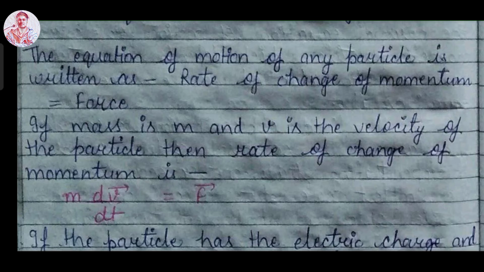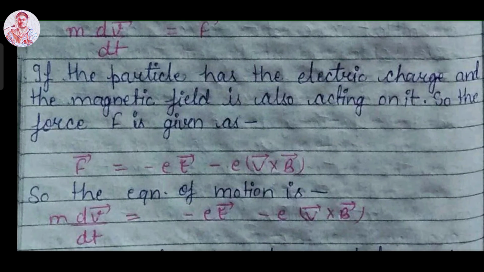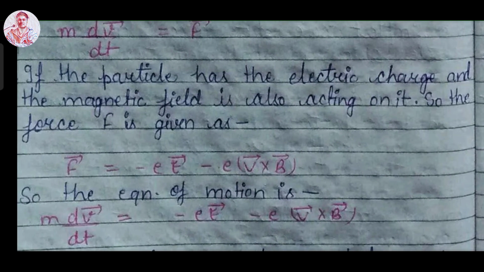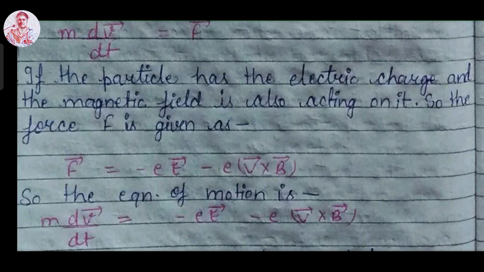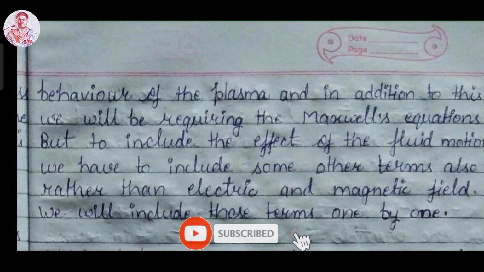If the mass is m and velocity is v, then the force is given by m ∂v/∂t equal to vector F. If the particle is in an electric and magnetic field, then the force acting on it is given by F equal to minus e E minus e v cross B. So this equation of motion is m ∂v/∂t equal to minus e E minus e v cross B. So this equation describes the electromagnetic behavior of plasma.